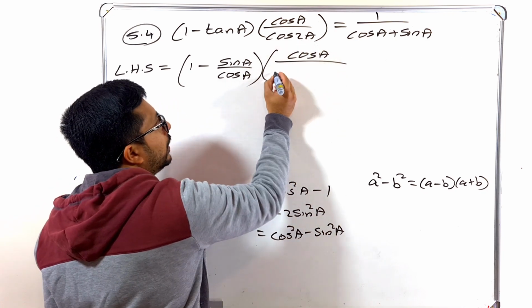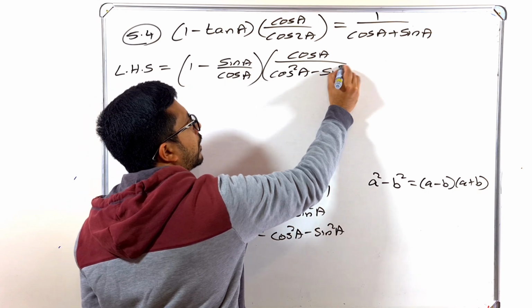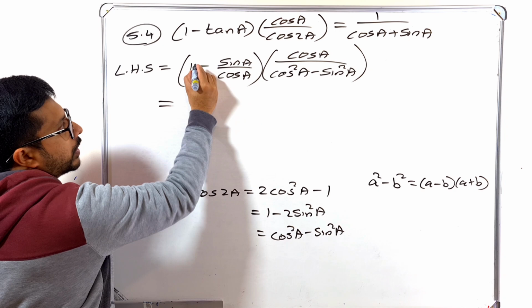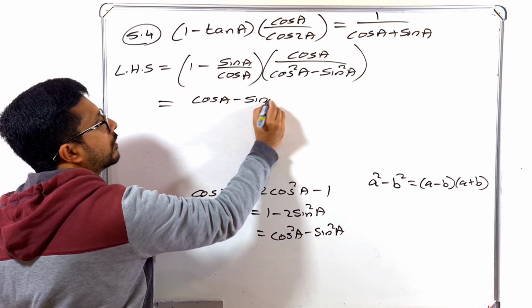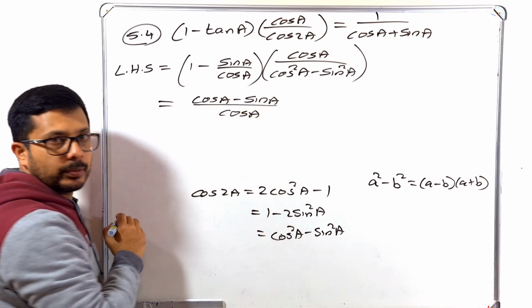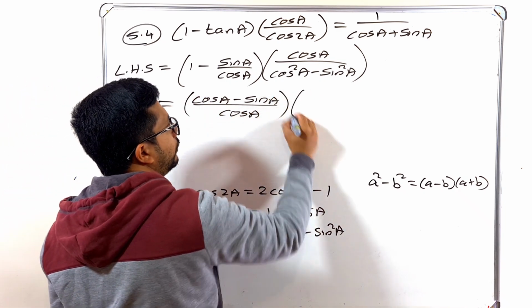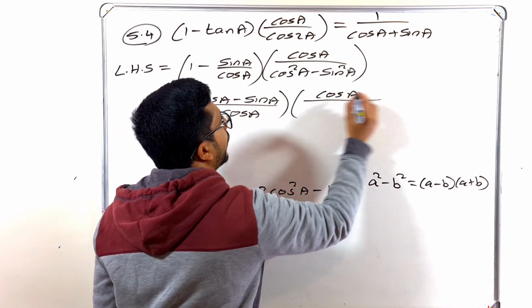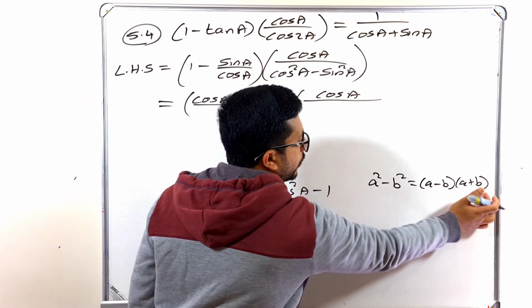Okay, so here I am going to write cos square A minus sin square A. So now cos A into 1, I am going to take the LCM. So cos A minus sin A divided by cos A. I took the LCM there. Then this one is cos A divided by, like what I said, a square minus b square. So a minus b into a plus b.